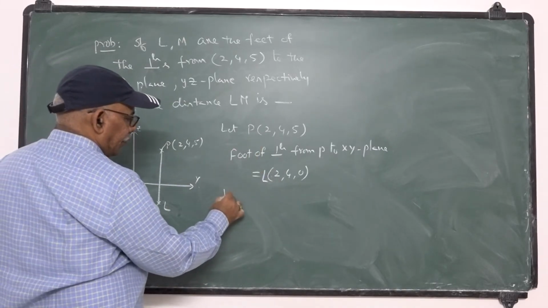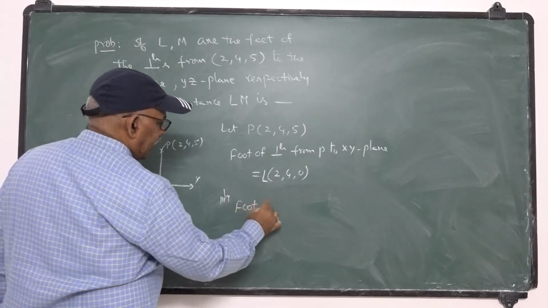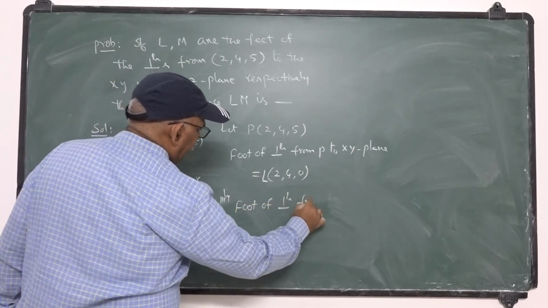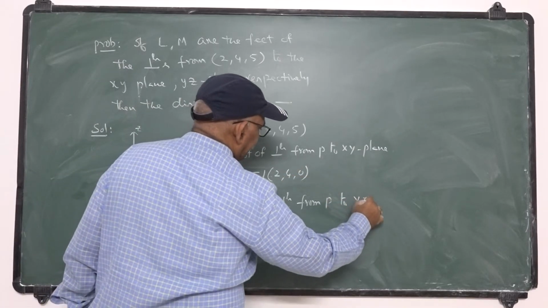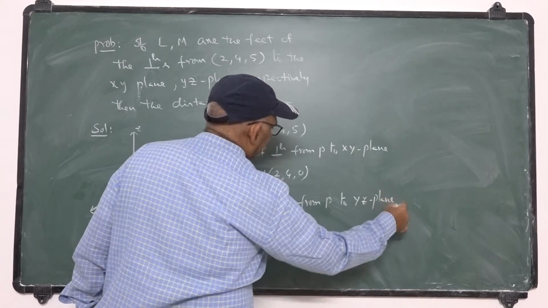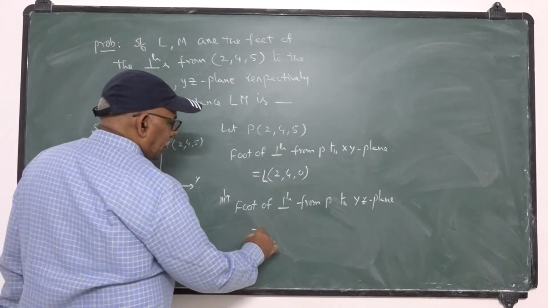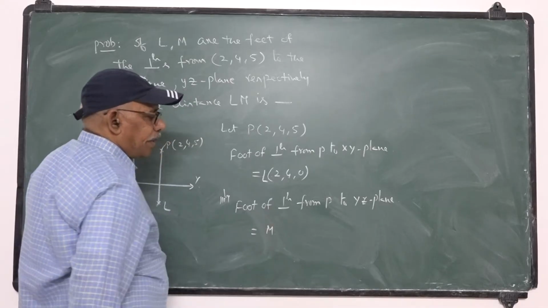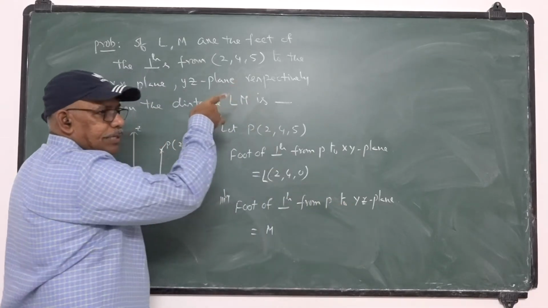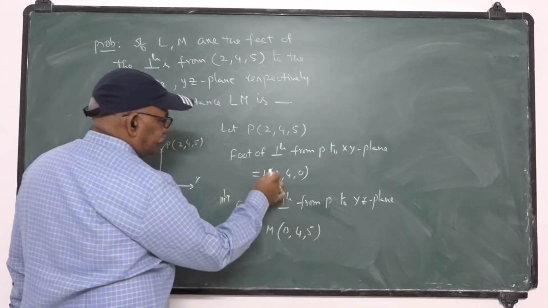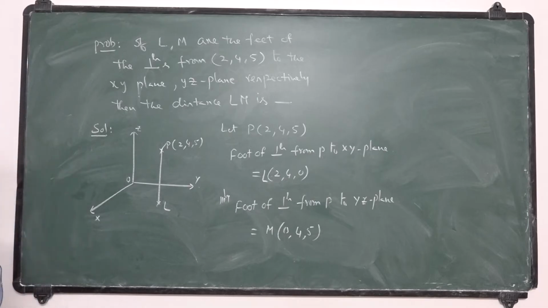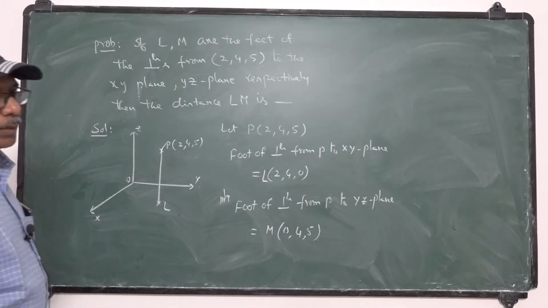Similarly, the foot of the perpendicular from P to the YZ plane is M here. M is on the YZ plane, so the x coordinate is 0, so (0, 4, 5). So these are the feet of the perpendiculars from the given point P to the XY plane and YZ plane.